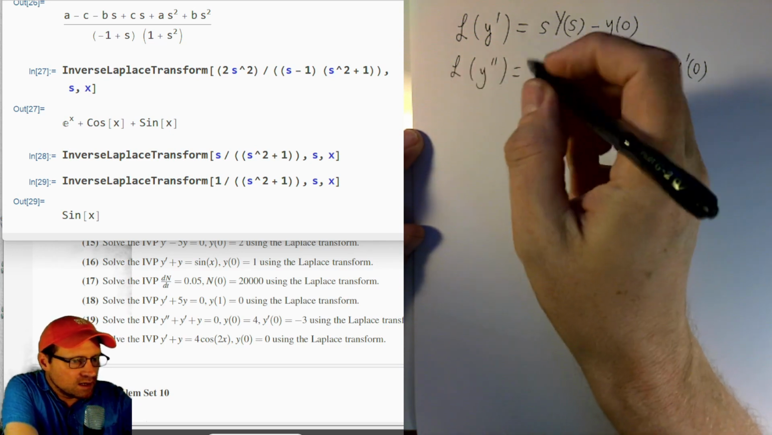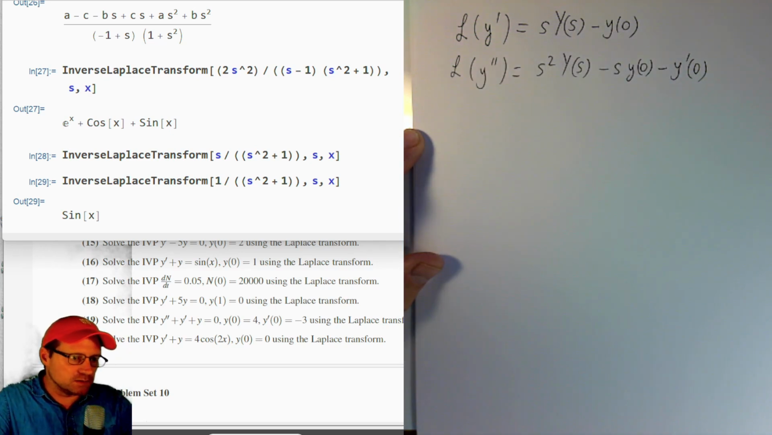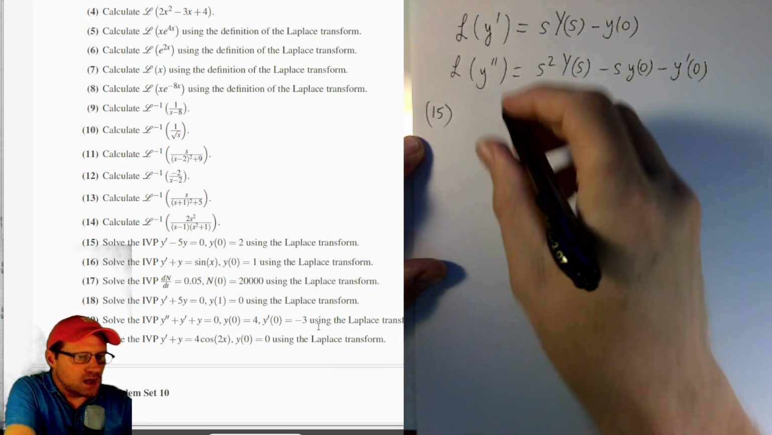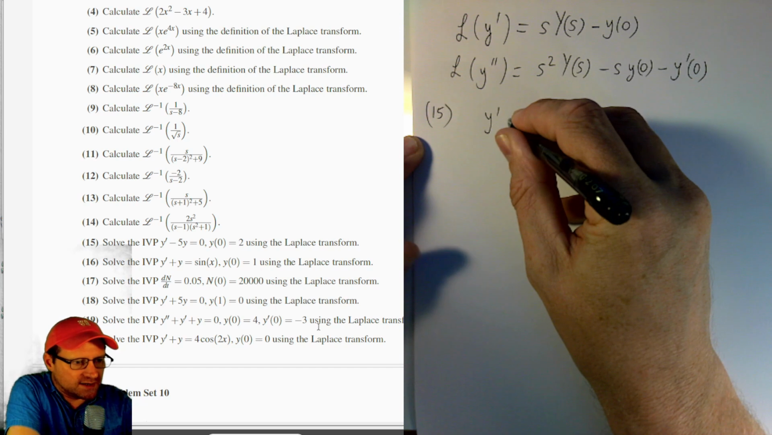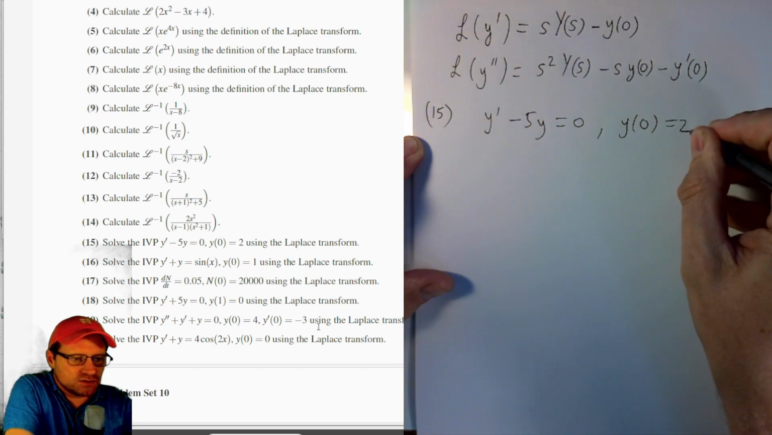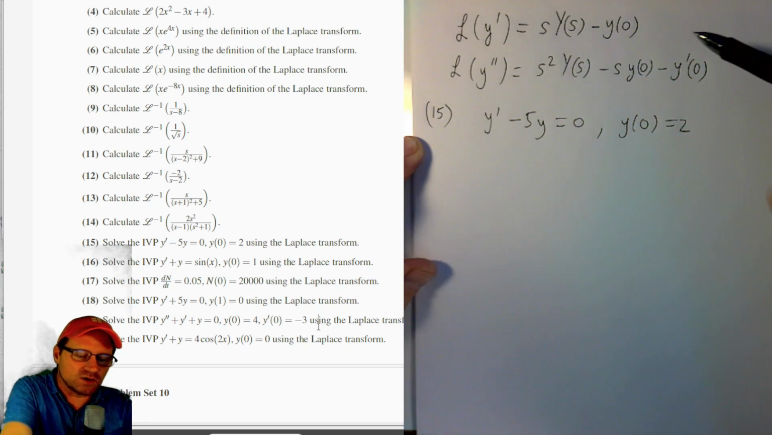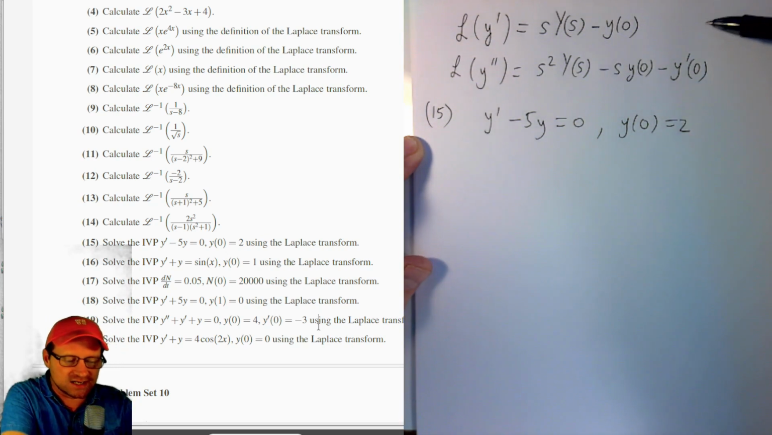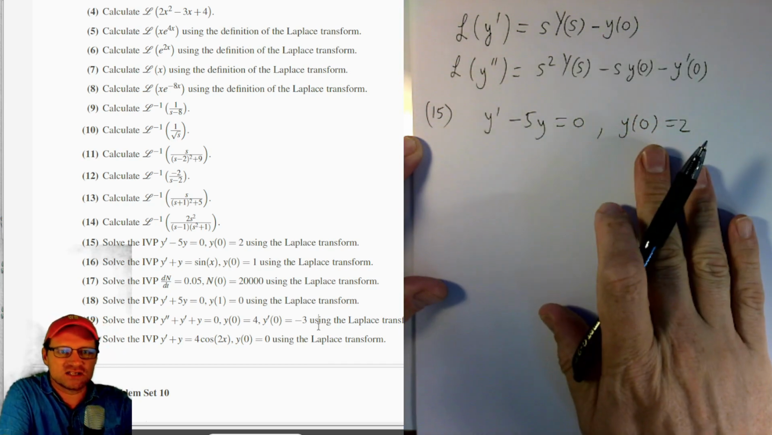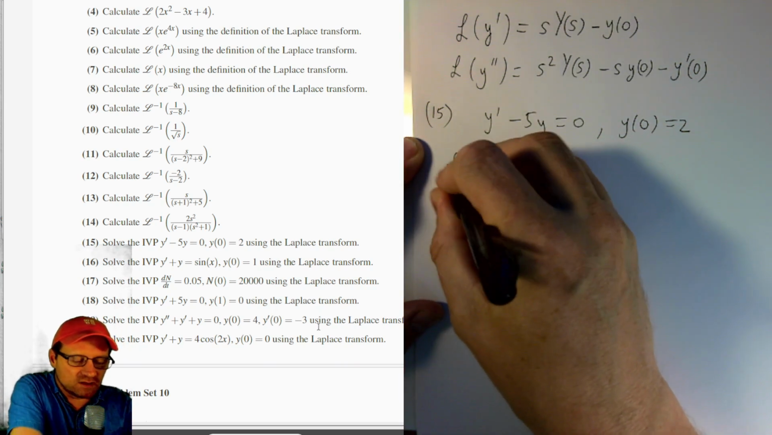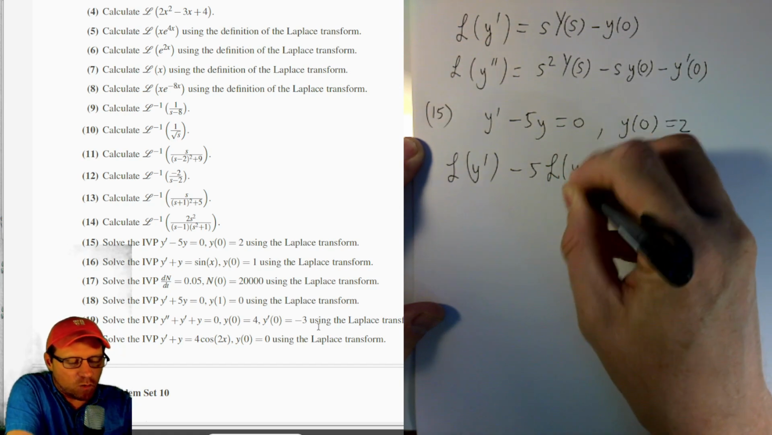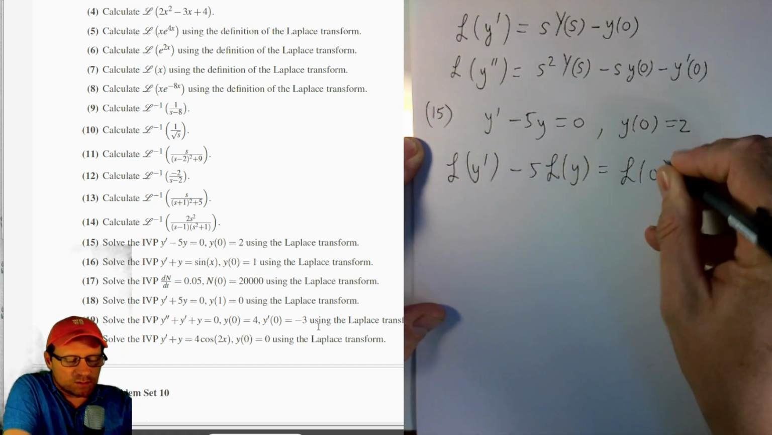Okay, question number 15 asks us to solve the initial value problem y′ − 5y = 0, y(0) = 2, using the Laplace transform. So we have these two which tell us how to take the Laplace transform of y′ and y″. So applying the Laplace transform throughout to this equation, we have the Laplace transform of y′ minus 5 times the Laplace transform of y equals the Laplace transform of 0.